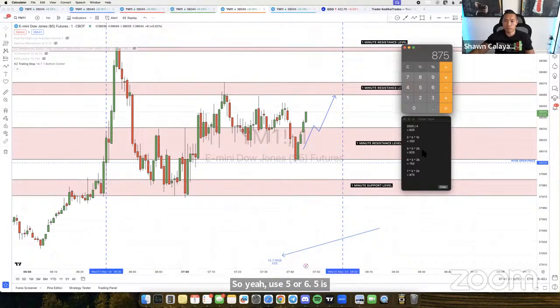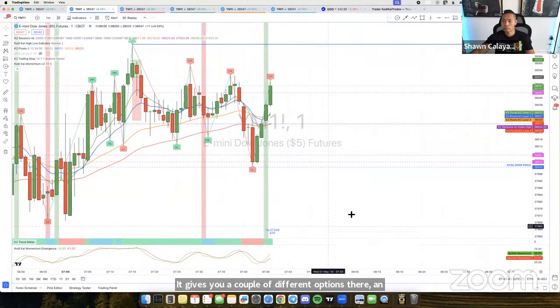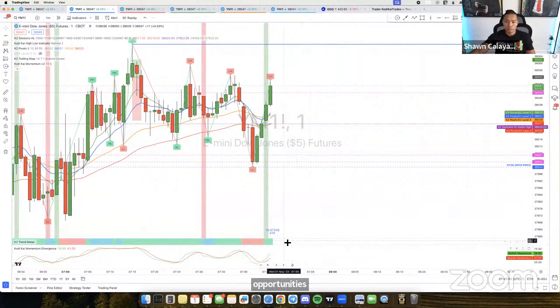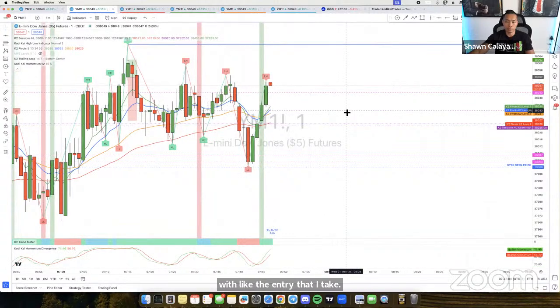5 is going to give you 4 back-to-back losses to blow your account. And if you use 6, you can have a little more than between 3 and 4. So it gives you a couple different options there and opportunities. Yeah, so for me personally, I would use 6 just because I'm pretty straight up with the entries that I take. And I'm not looking for anything risky. But if you're looking for risky stuff, kind of tone it down a little bit.